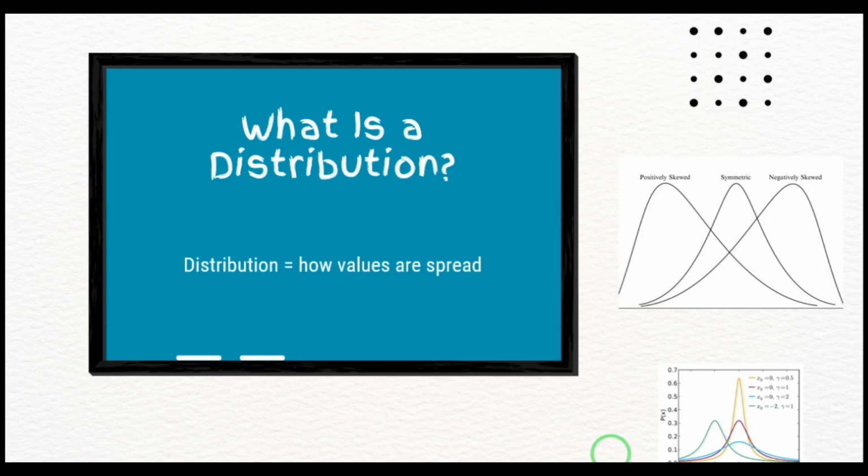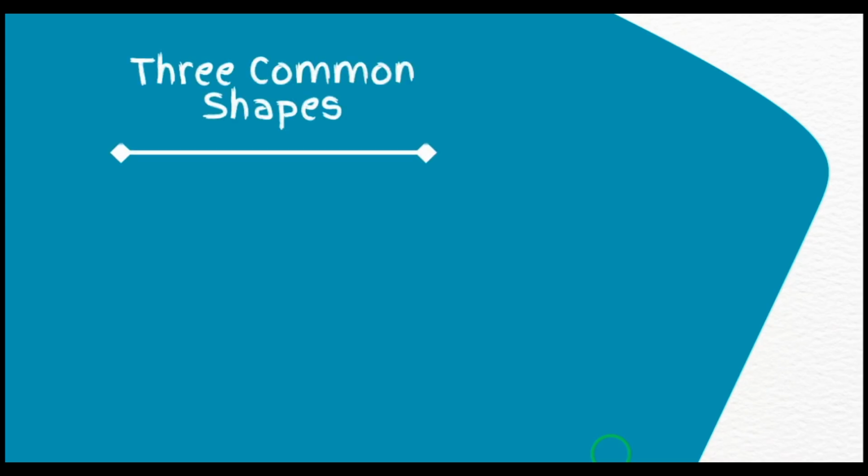For example, if test scores cluster around 75, that's one shape, and if they cluster at the top and tail off slowly, that's another shape. So understanding this is the first step to choosing the right model and transformation. I always tell my students, think of distributions as reading the DNA of your variable. So let's look at the three common shapes you'll actually meet.